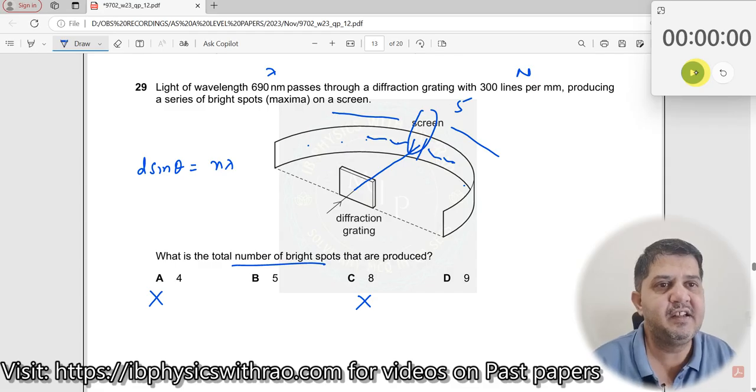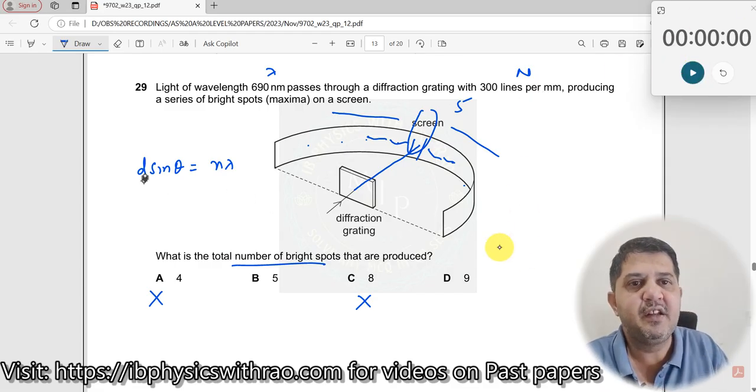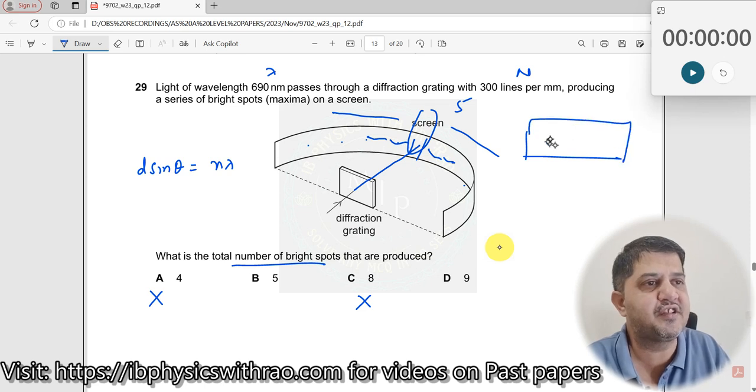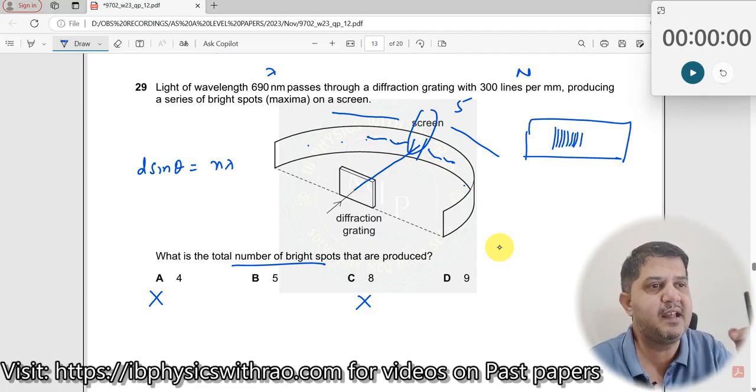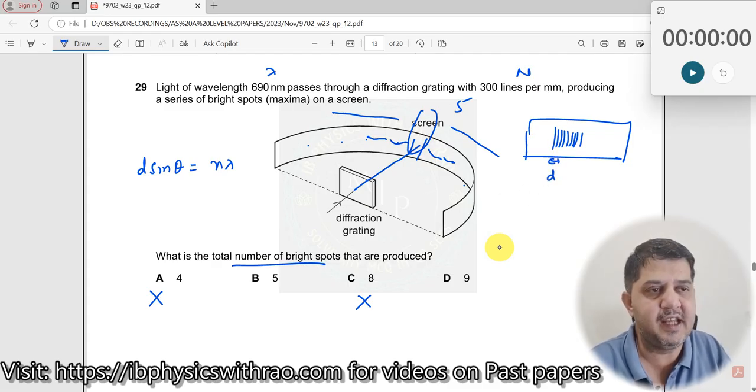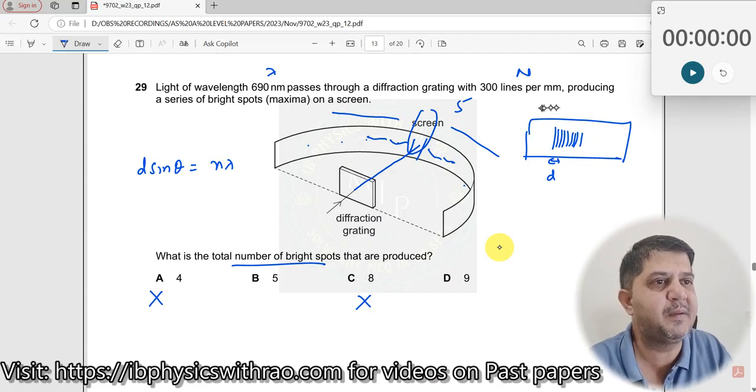Let us see how we get the correct answer here. Now what is d? In a diffraction grating, you will have small thin lines. They will not be visible to the naked eye. They take a diamond and etch it across. The spacing between each line is d. Usually they will give how many lines per millimeter are present, and it is already given here, which is 300 lines per millimeter.